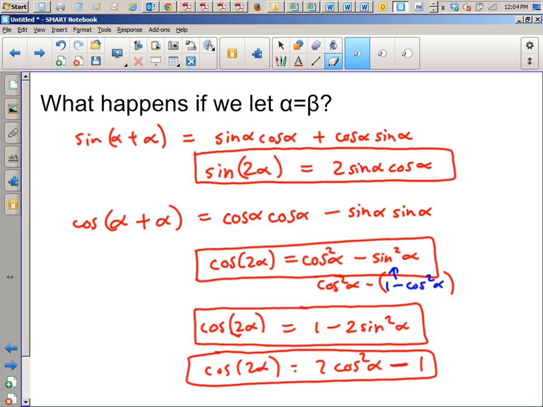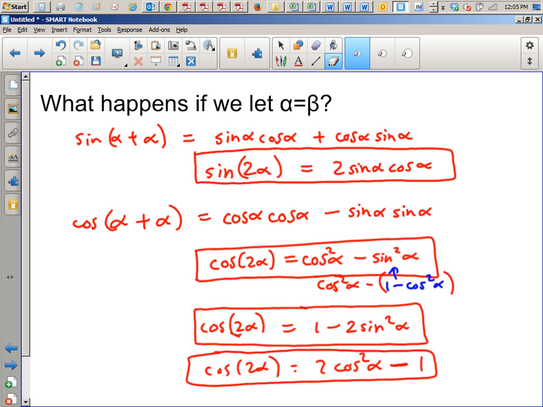So this is an interesting formula, this second one I'm teaching you today, because there are actually 3 versions of it. So I'm talking 2 formulas, and the second one has 3 versions.